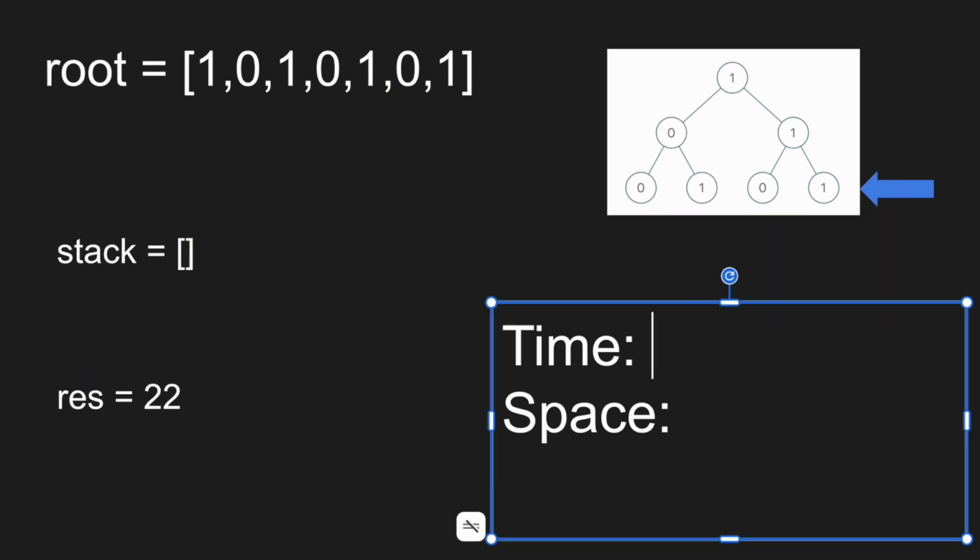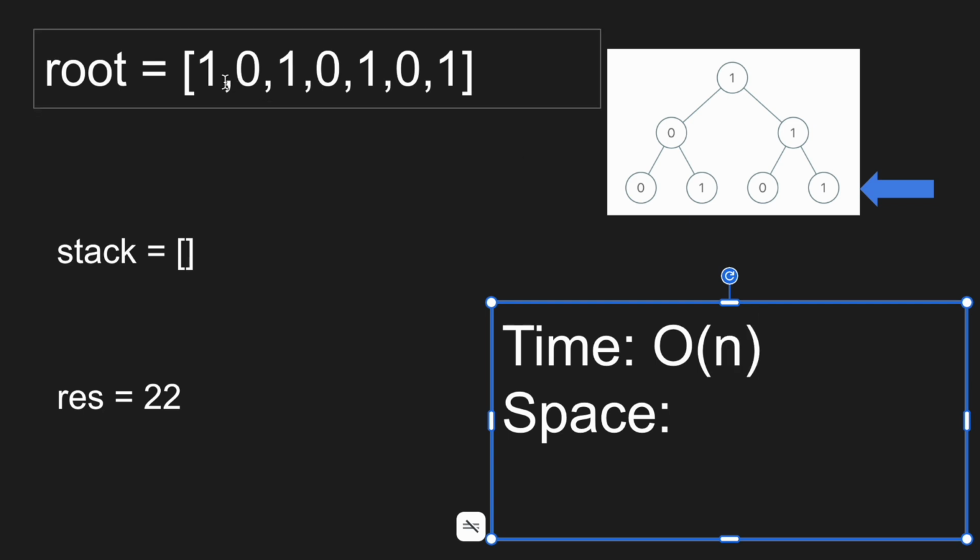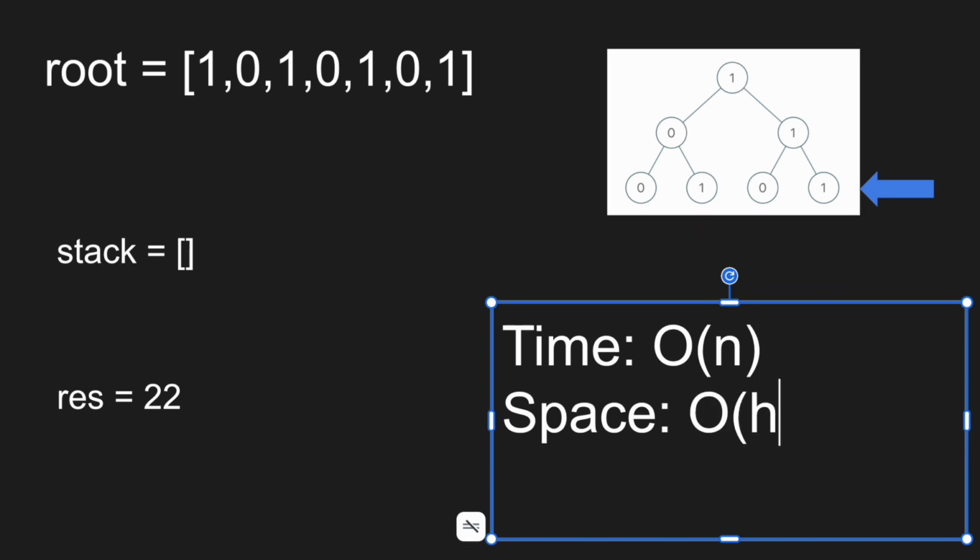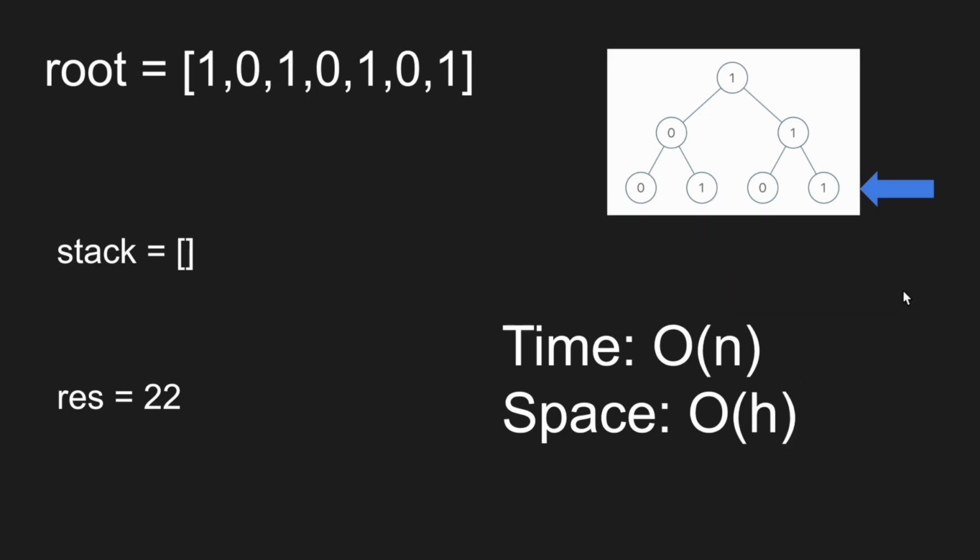So the time complexity would be O of n, where n is the number of nodes in the tree, because that's the number of nodes that we will have to look through to calculate the total sum. And the space complexity would be O of h, where h is the largest height of the tree because that is the largest number of nodes that we will keep in a stack at a time. So now let's get to the coding part.